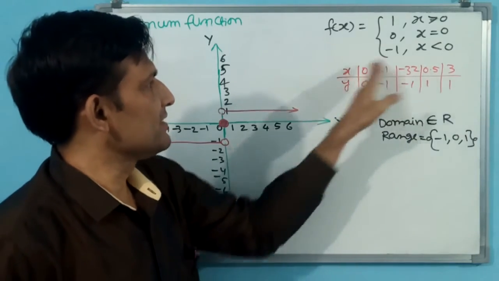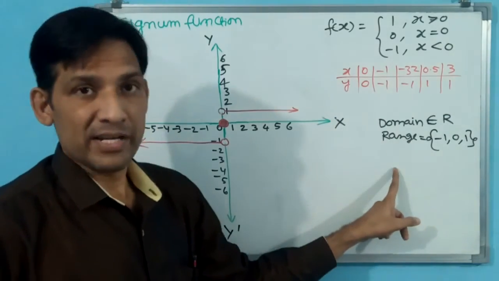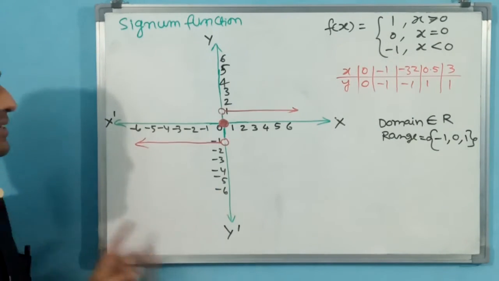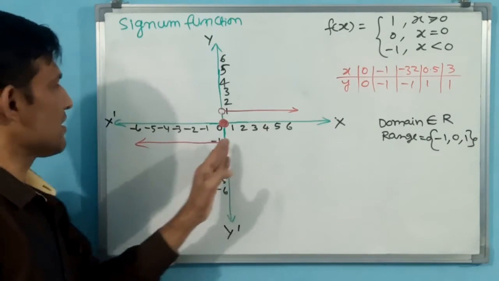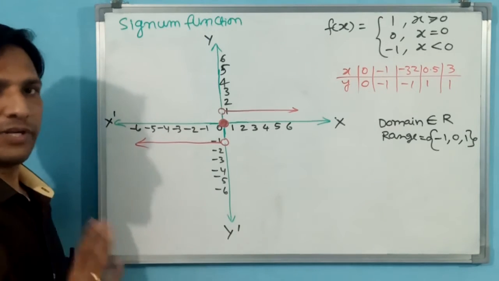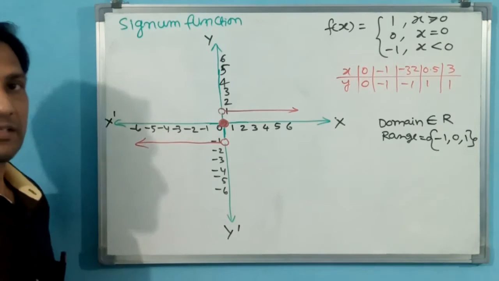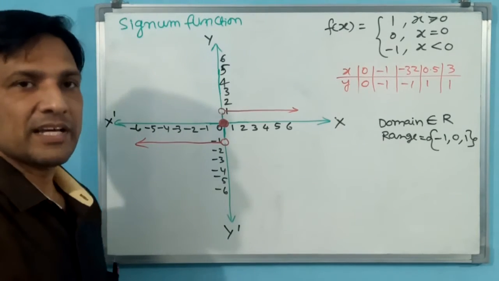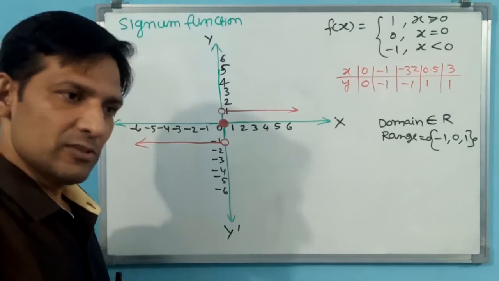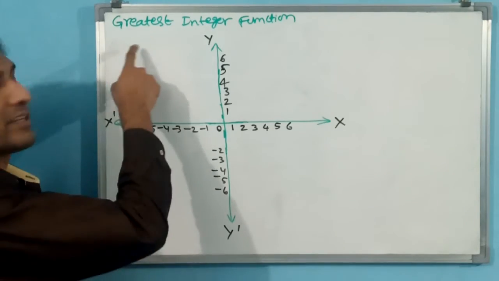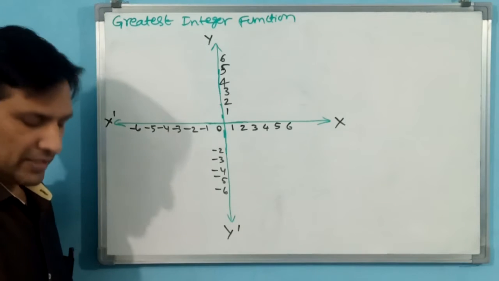This table is not important. But the domain and range you have to keep in mind. The graph also you have to keep in mind. Signum function: plus 1, minus 1, and 0 with a closed bubble. This is the signum function. The last function is the greatest integer function. That also we will learn. See, the next function is the greatest integer function.